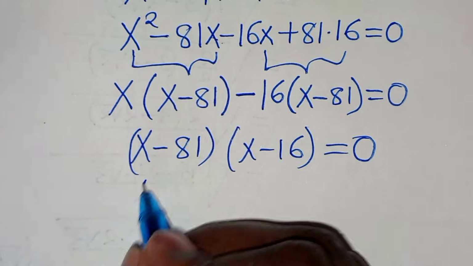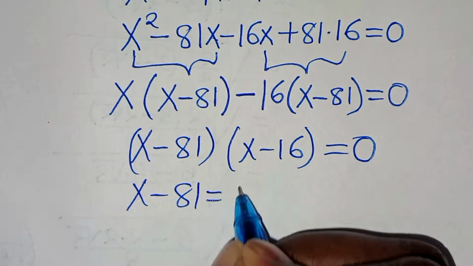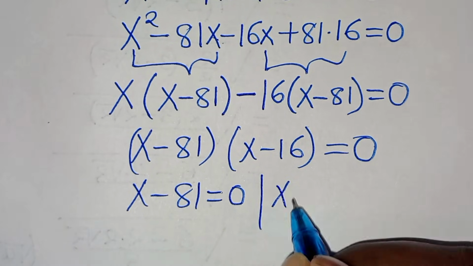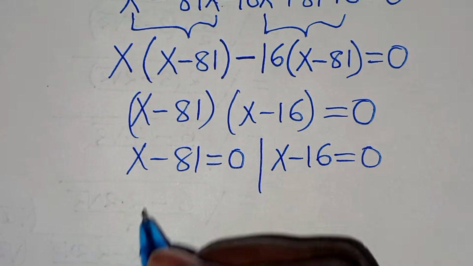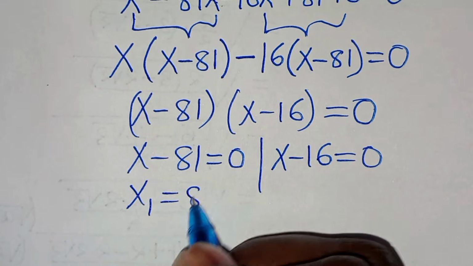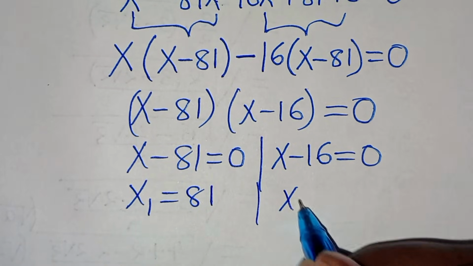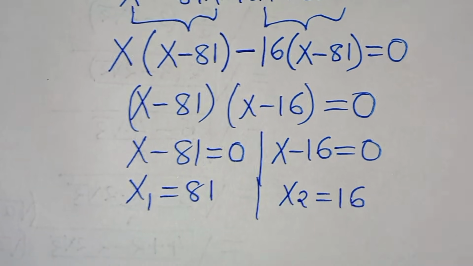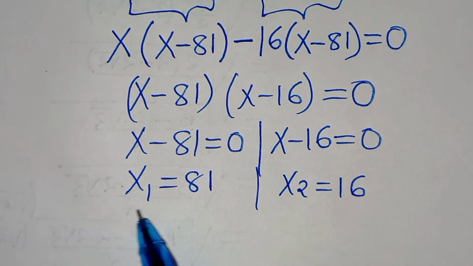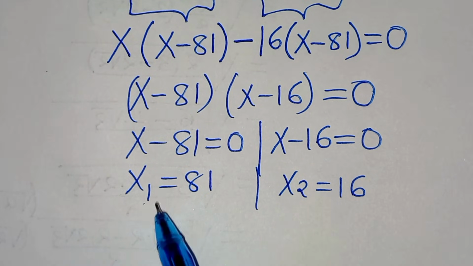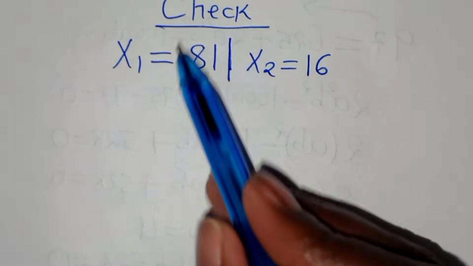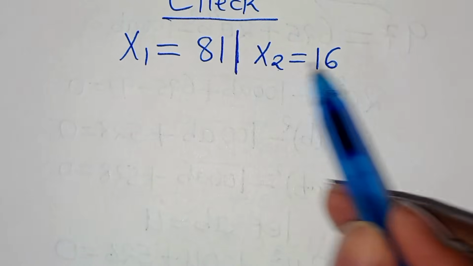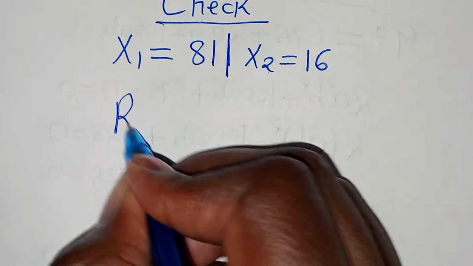So we have that x minus 81 is equal to 0, and x minus 16 is equal to 0. So this implies that x1 is equal to 81, and here we have x2 is equal to 16. Now, these are the solutions to this math problem. So let's check if x1 and x2 satisfy the equation.